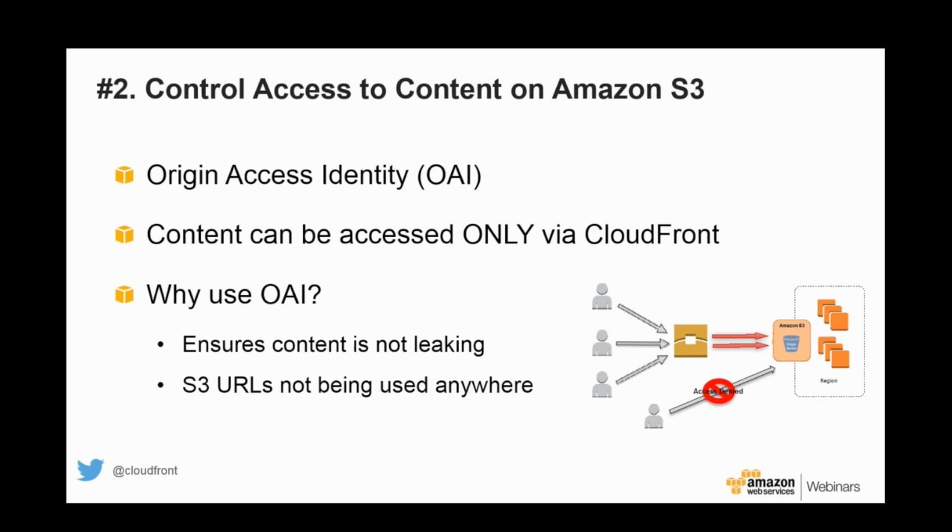This is part of CloudFront's feature called private content, and there's a lot of documentation around how you can configure and implement private content. But what I wanted to highlight is if you do have private content, you can use S3 along with origin access identity to make sure that your content is not leaking, and that your S3 URLs are not used anywhere, so that, as you can see in that diagram, a user can't get directly to S3 and download your content bypassing CloudFront.